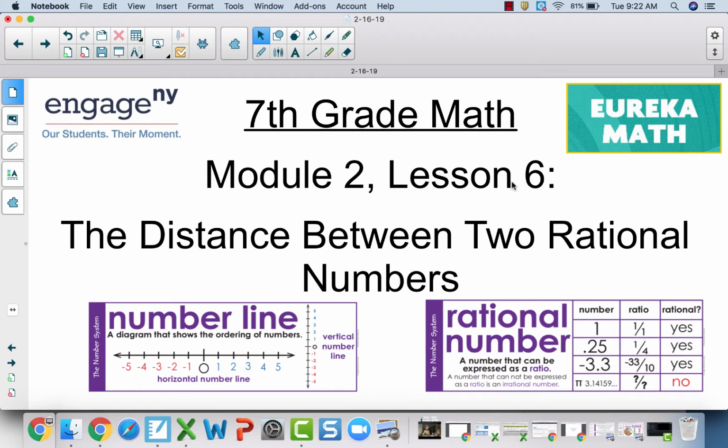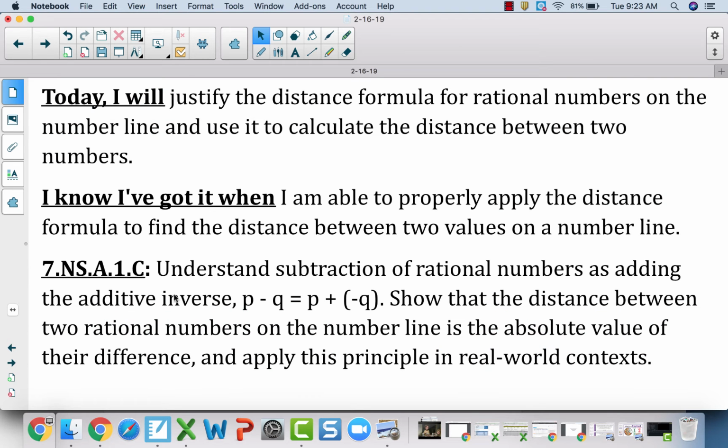This video takes a look at Module 2, Lesson 6, the distance between two rational numbers. Down here we have pictured a number line, which you'll be using today, as well as a review on what rational numbers are, if you need a little recap. So today you are going to justify the distance formula for rational numbers on the number line and use it to calculate the distance between two numbers.